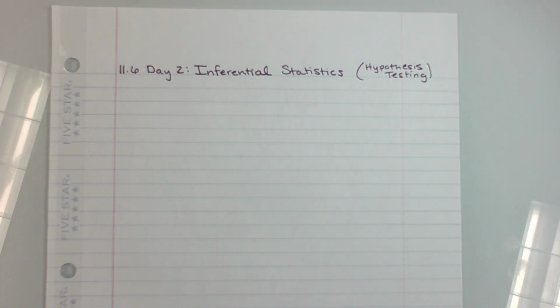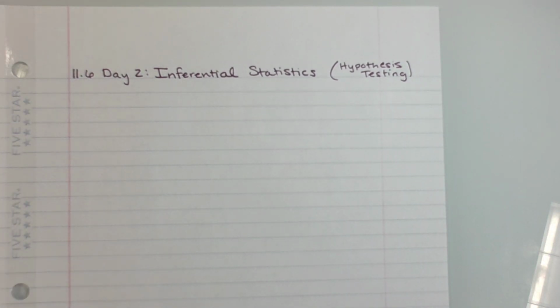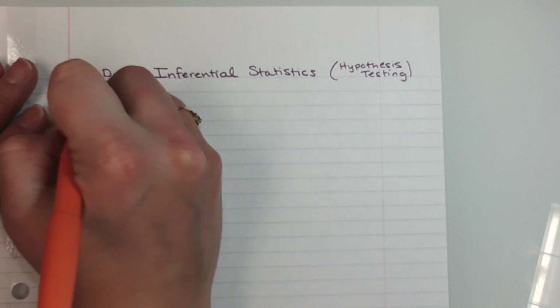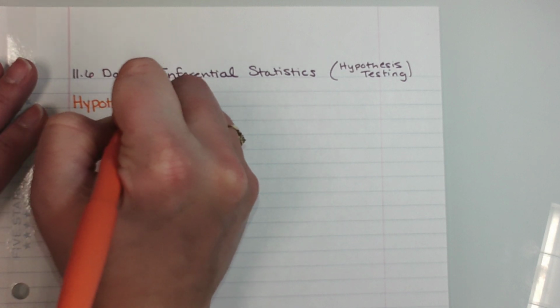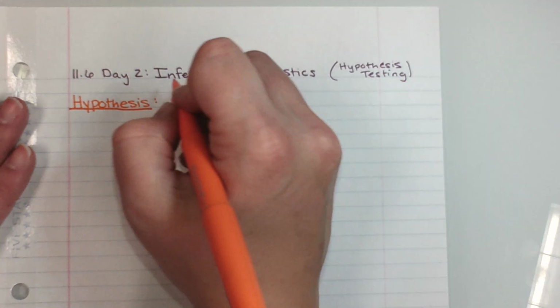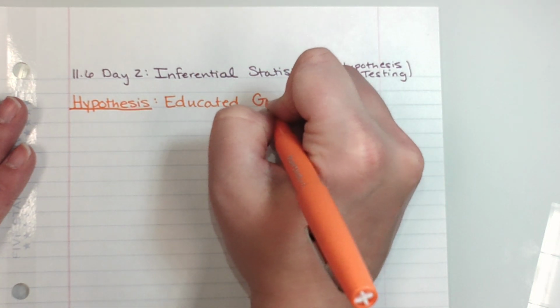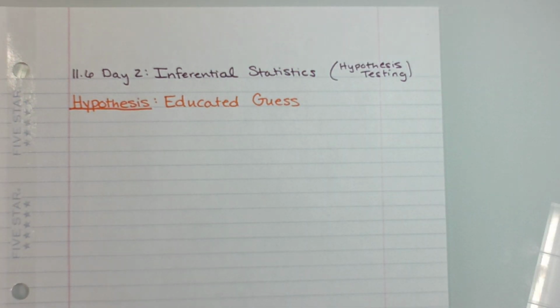The second part of inferential statistics focuses in on what is known as a hypothesis test. What's a hypothesis? Essentially, it's an educated guess. There's technically a little bit more that goes into that, but in layman's terms, it's an educated guess.